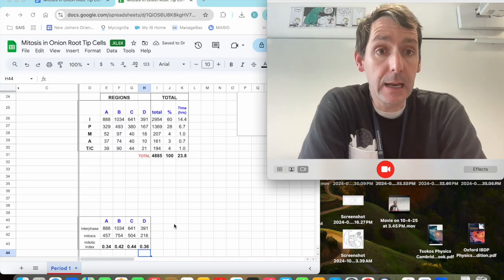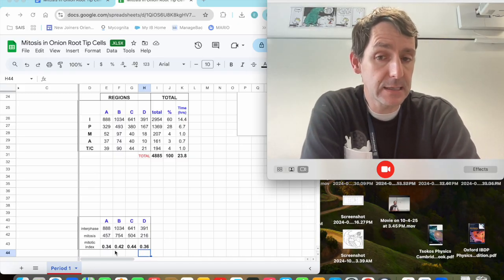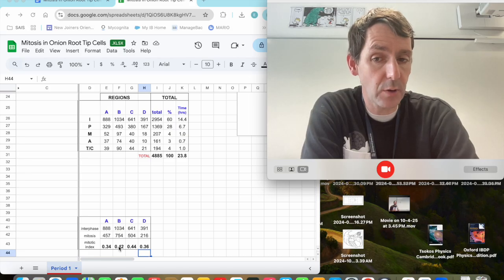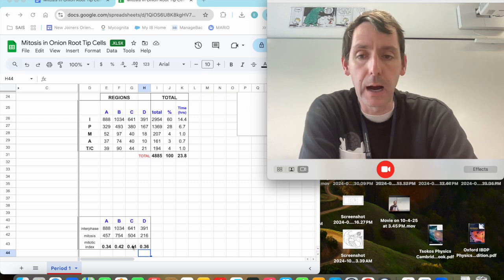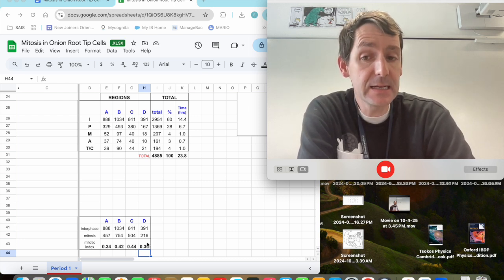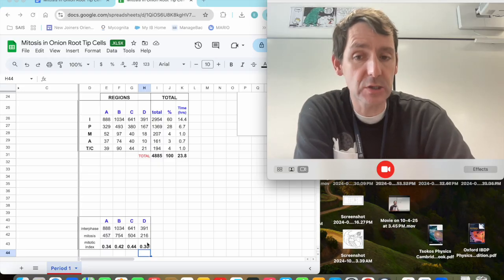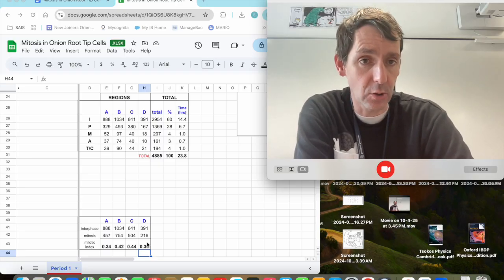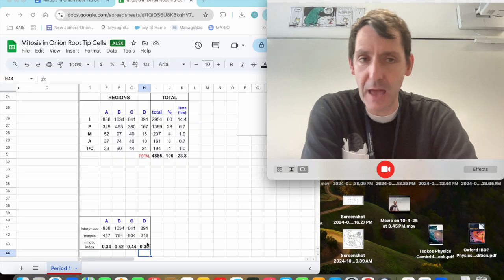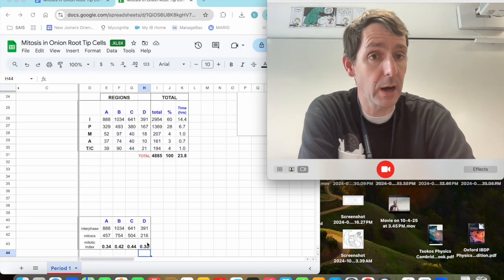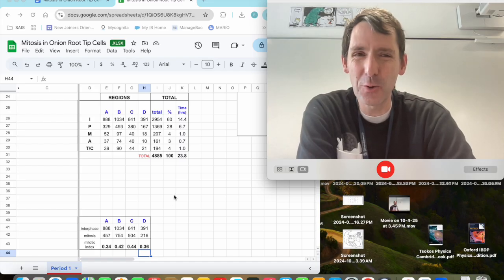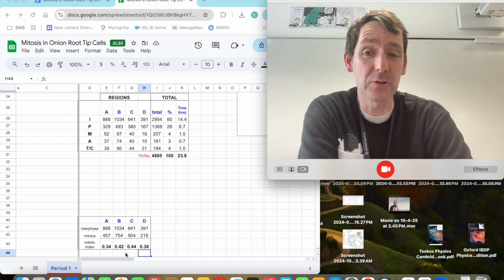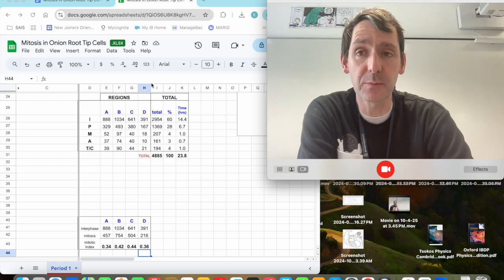And so in the end, I can now analyze my data. I can see that there are definitely a couple of regions, right? B and C look like there's a fairly high mitotic index of 0.42, 0.44. And then A and D are a little bit lower, so there's a little bit less mitosis going on there. Now we can talk about why there is mitosis and why we think that's the case. But for now, my goal for this video is just to talk to you about how to do these calculations and make sure you're comfortable with it.